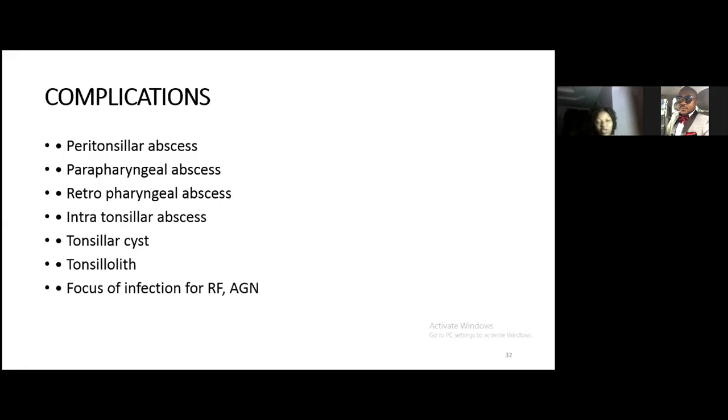The complications of adenotonsillar disease include peritonsillar abscess, which is common with acute infection. There's parapharyngeal abscess, retropharyngeal abscess, and intratonsillar abscess. All these abscesses are related to acute or recurrent infection. There could be tonsillar cyst, tonsillolith, and there could be a focus of infection, rheumatic fever or acute glomerulonephritis. That's because of its link with the Streptococcus pyogenes organism.